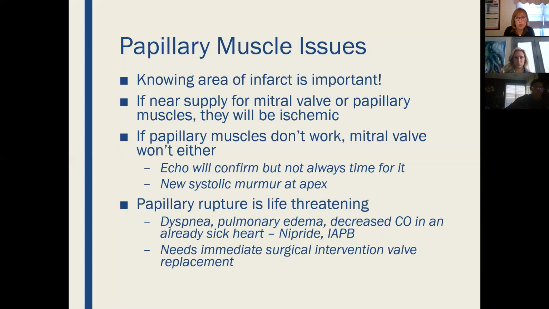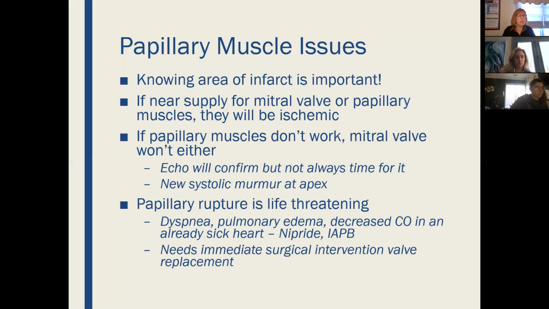Papillary muscle rupture is life-threatening. And it's harder to determine. The patient is dyspneic, but they can be anyway from the MI. They could have pulmonary edema, but they can be anyway from the MI. They have decreased cardiac output. Okay, still walking, talking like an MI, but it could be all this time that the papillary muscle has ruptured from the wall, and that's why the valve's not working.